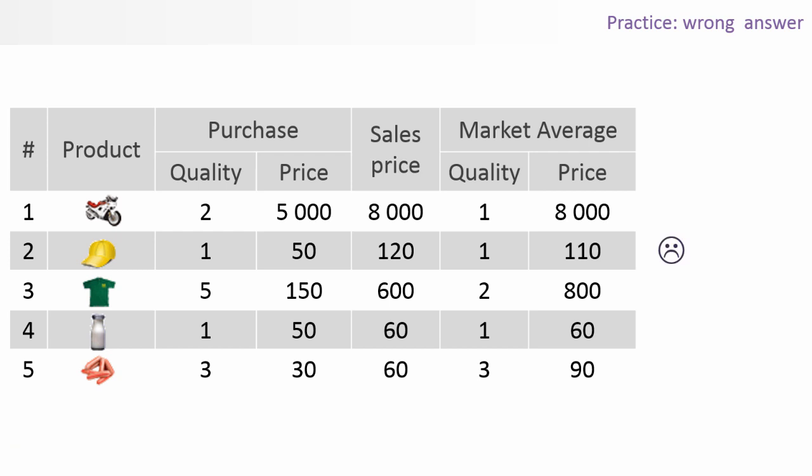If you have chosen option 2, a cap, this answer is incorrect. Having comparable quality, the product in our store has a price above the market average. Consequently, the prospect of its sale is unfavorable. Please return to the task and try one more time.